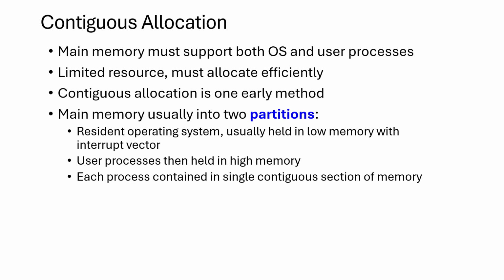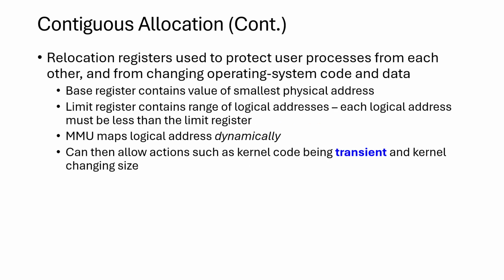Then next, contiguous allocation. The main memory must support both the OS and user processes. Limited resources must be allocated efficiently. Contiguous allocation is one early method. Main memory is usually divided into two partitions. The resident operating system is usually held in low memory with the interrupt vector. User processes are then held in high memory.